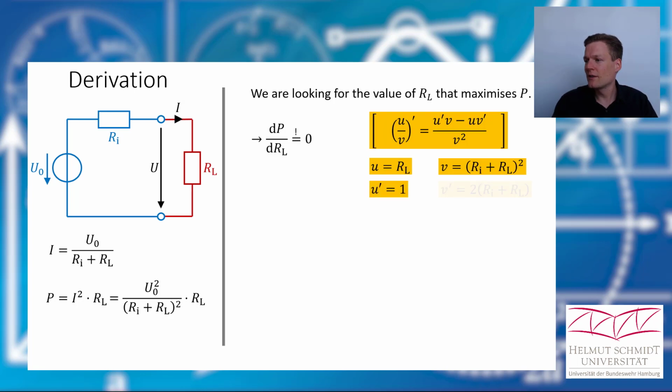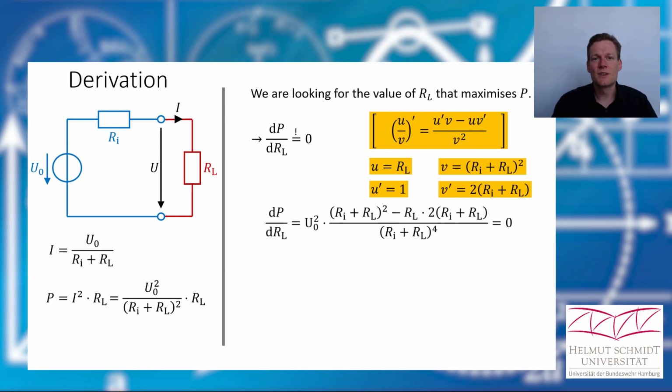This leads to 1, and this here leads to 2 times Ri plus RL. Now we have everything together and we can write the first derivation of our function, and that should be 0 to find the maximum value of the original function. If we have a function and it should be 0, it's enough if the counter is 0. We have two terms there and a minus sign between them, and that means if the two terms are identical, it leads to 0.